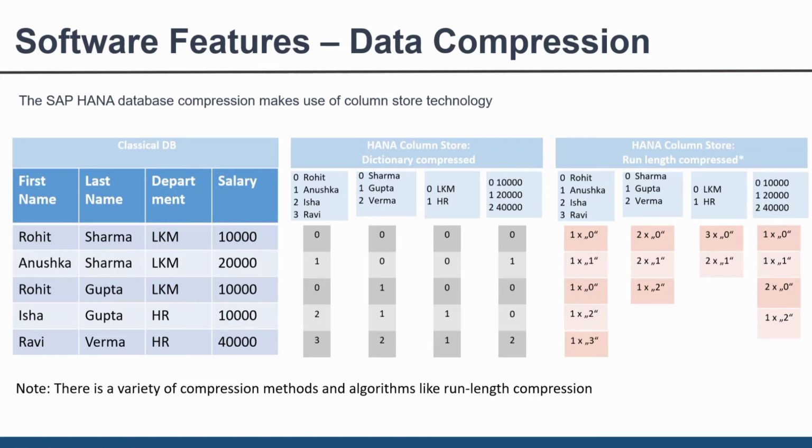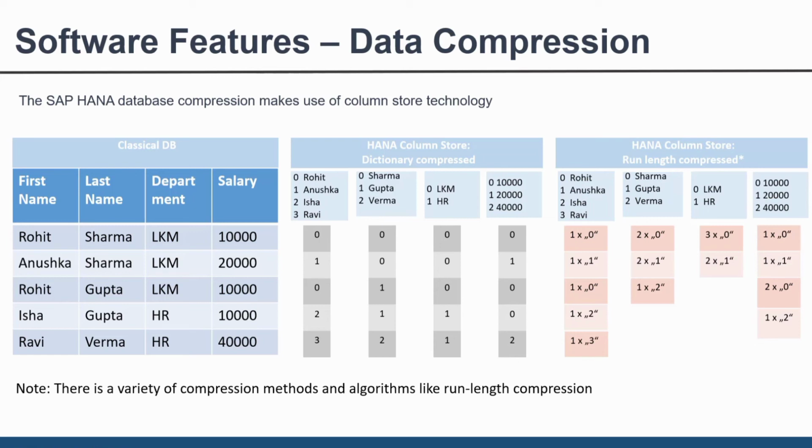Or if you see the third column, the department, LKM and HR, the LKM value has index number 0, which is appearing for 3 times. So it will say 0 is appearing for 3 times. The next value HR is appearing for 2 times. It has index 1. So it is showing 1 is appearing for 2 times. Like this, different compression algorithms are executed at the back end automatically, and the system compresses the data while storing it in the database.